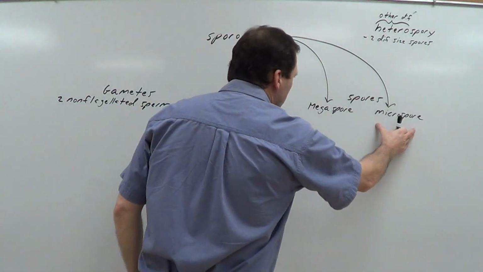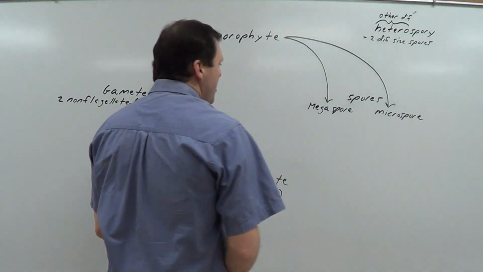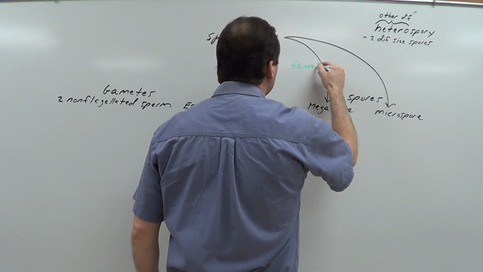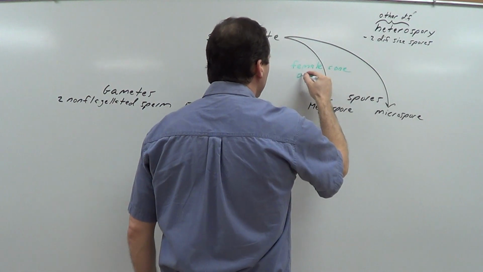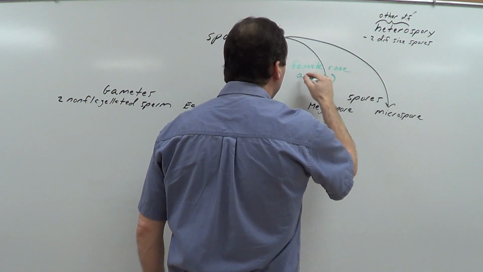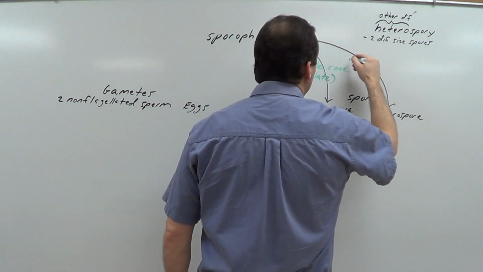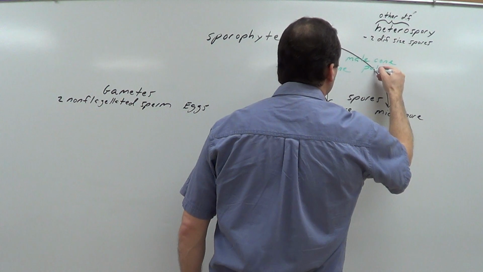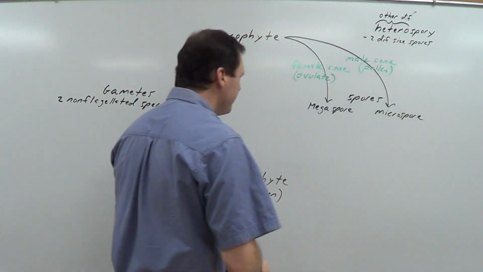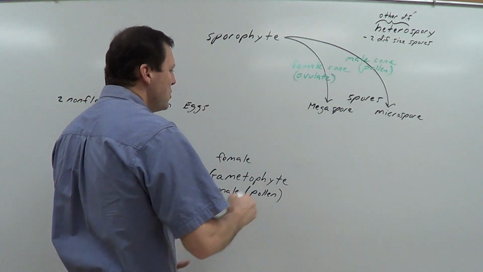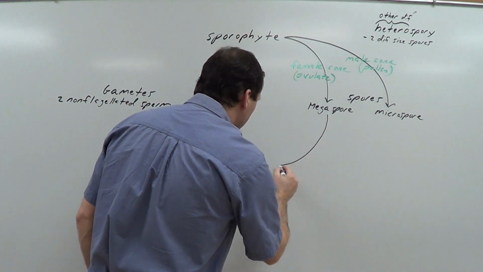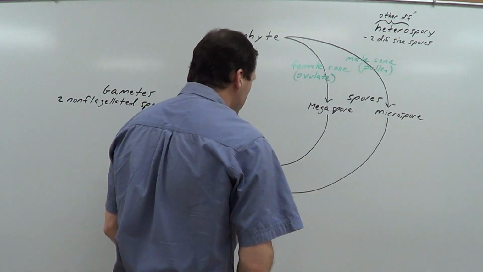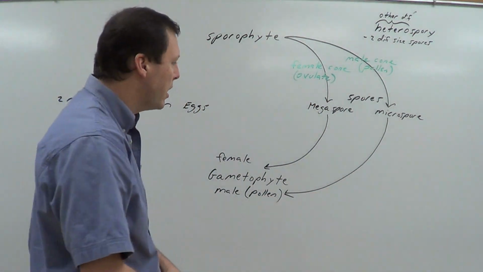So megaspore and microspore. The megaspore is going to grow on the female cone. And the female cone is called the ovulate cone. It's another name for it. And the microspore is going to grow on the male cone, also known as the pollen cone. Now the megaspore is going to further develop and differentiate into the female gametophyte, and the microspore is going to again further develop and differentiate into a pollen grain.